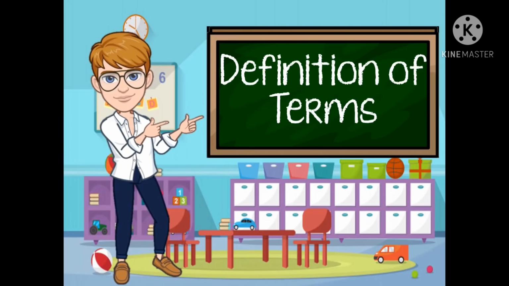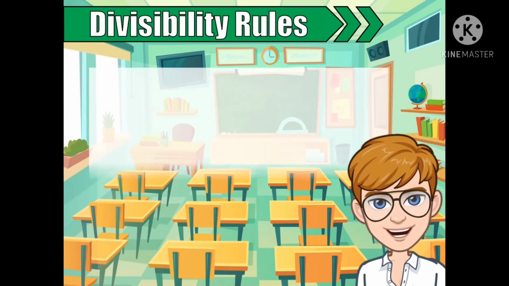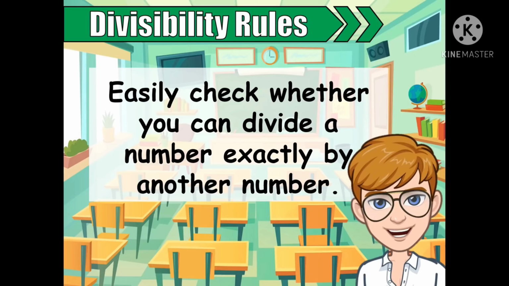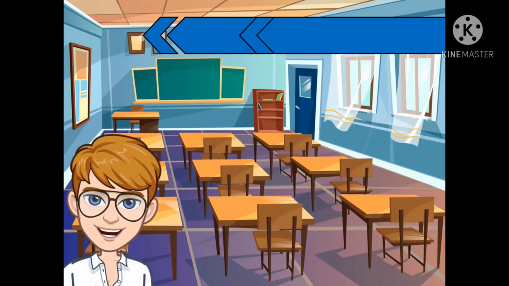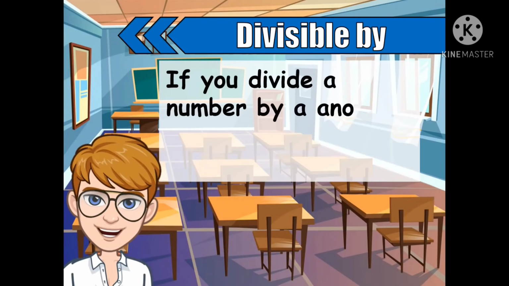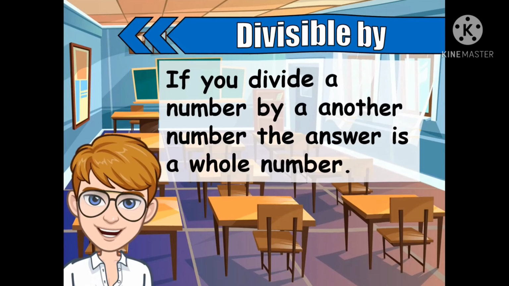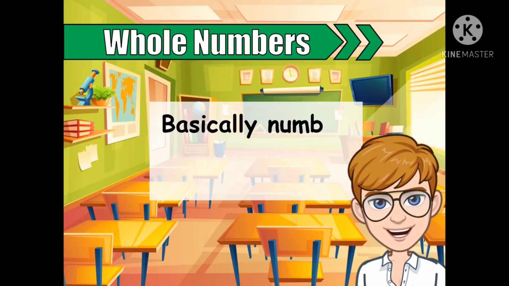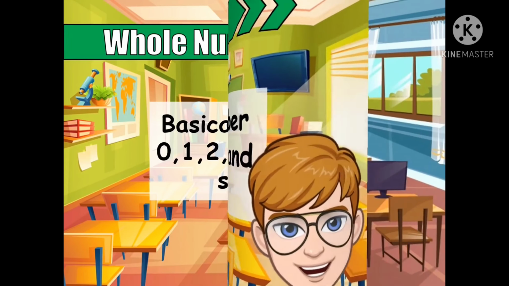Welcome back, my dear pupils. Before we start, let's have first the definition of terms. What is divisibility rules? It means you can easily check whether you can divide a number exactly by another number. Divisible by. If you divide a number by another number, the answer is a whole number. Whole numbers. Basically, numbers 0, 1, 2, 3, 4, 5, and so on are all whole numbers.